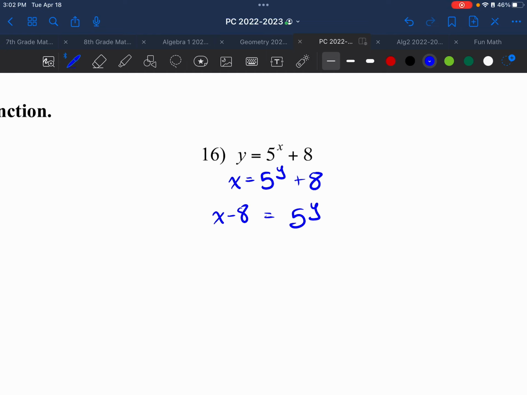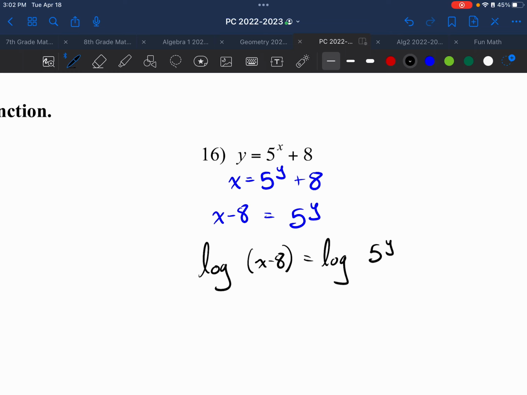And now I need to save Rapunzel. Rapunzel is trapped up here in her tower. The only way to save Rapunzel is to take the logarithm. So when I do that, I'm going to take the log of both sides. I'll do that in a separate step. I'll say log of some base of x minus 8 is equal to log of that same base of 5 to the power of y.